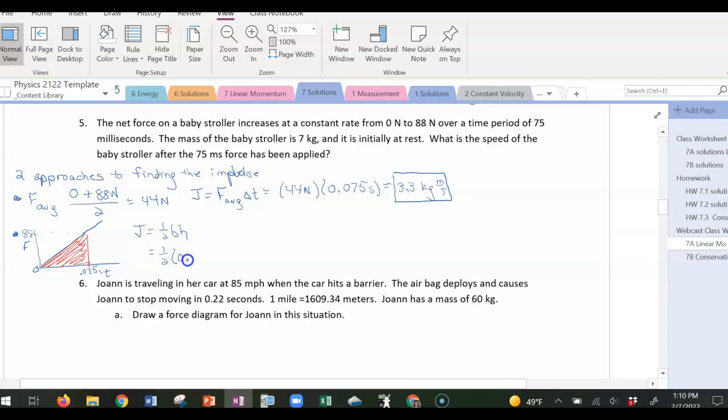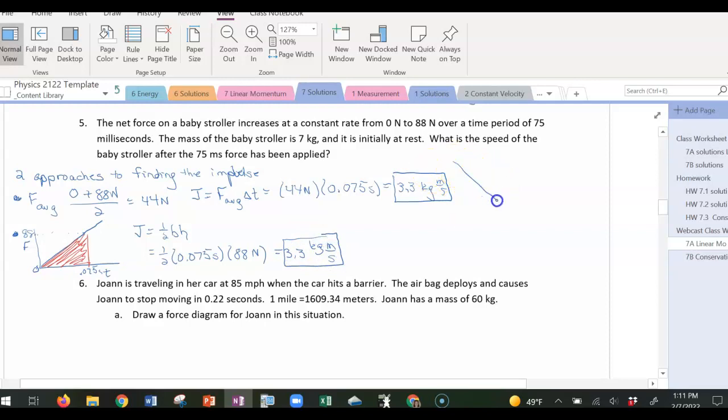The base is 0.075 seconds. The height is 88 newtons. And so once again, I get 3.3 kilogram meters per second. So whichever way I think about this, I get the same impulse.